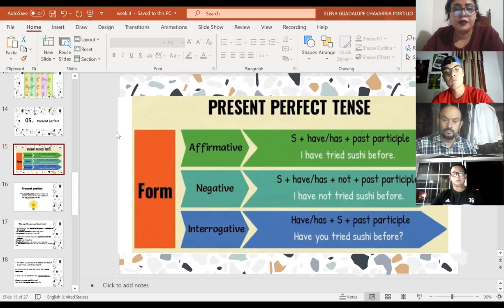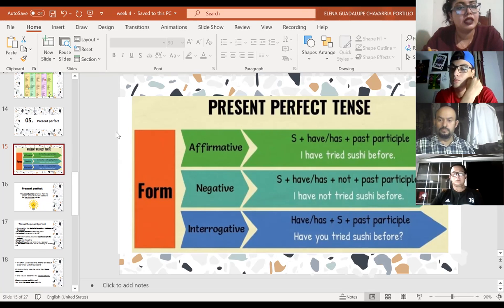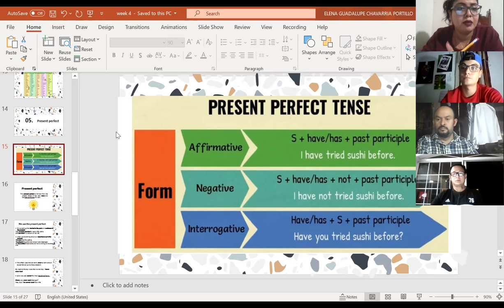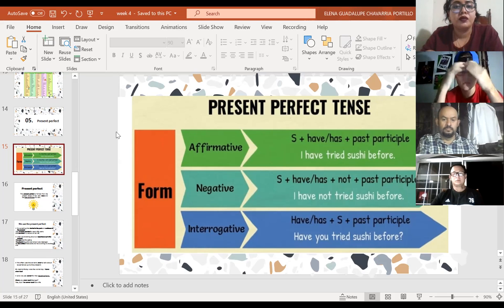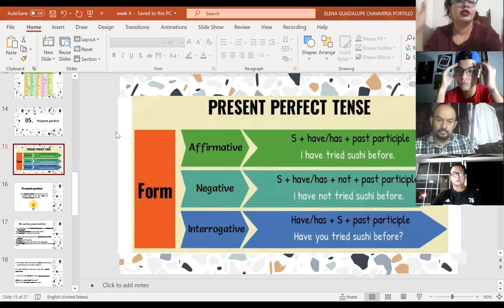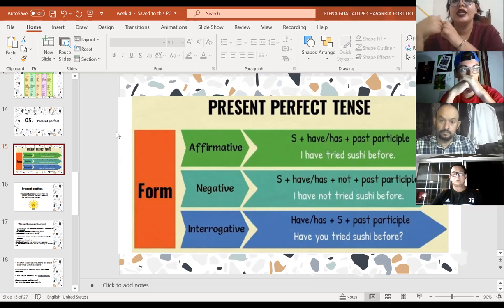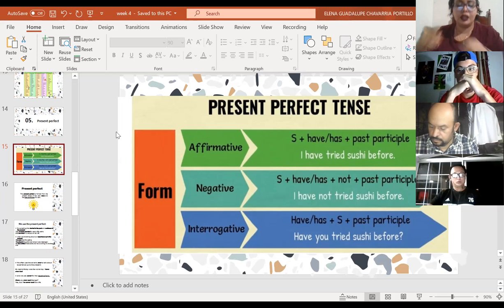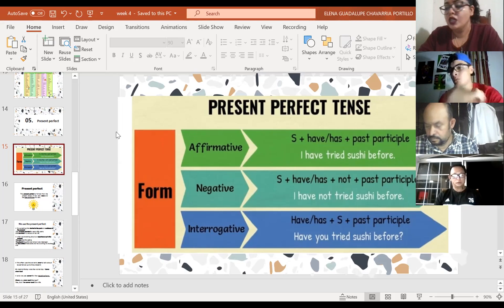Then, negative. Subject plus have or has plus not plus past participle. I have not tried sushi before. Interrogative. Have, has plus subject plus past participle. Have you tried sushi before? Siempre para nuestras preguntas, cambiamos el orden del auxiliar con el subject. Este no es una estructura tan difícil de manejar. Cuando ya tenemos nuestra fórmula, our structure, it's really easy to make some questions, to make some sentences.